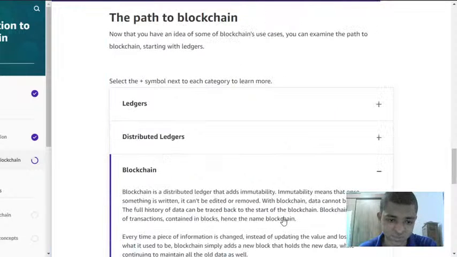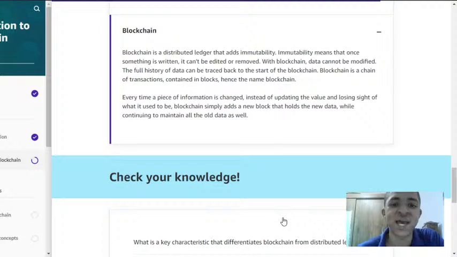Blockchain. Blockchain is a distributed ledger that adds immutability. Immutability means that once something is written, it can't be edited or removed. With blockchain, data cannot be modified. The full history of data can be traced back to the start of the blockchain.